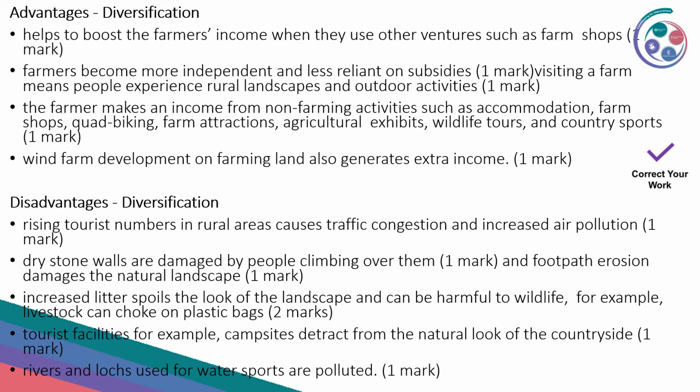Disadvantages: be careful not to just give me the opposite side of things. You've got to do something different with your answer here. So rising tourist numbers in rural areas cause traffic congestion and increased air pollution, that's a mark. Dry stone walls are damaged by people climbing over them, a mark. Footpath erosion damages the natural landscapes, a mark. Be careful not to give an answer which is solely about conflicts from your land use section question. It might not allow you to get full marks here if you answered it in that way. So just make sure you answer the question carefully and properly.